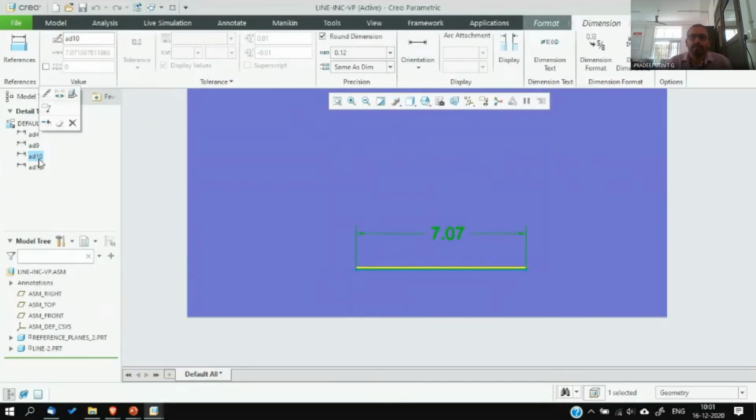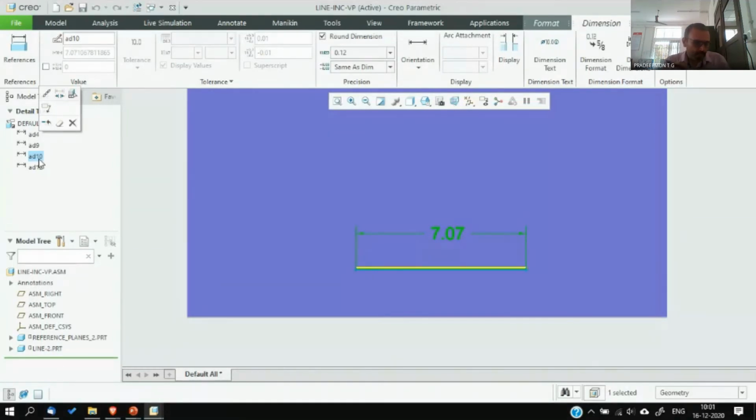There will be some more digits, but we are omitting that. We are restricted to only 2 decimal points, so it will be giving you 7.07 as its length. So it is a reduced length. These are the conditions that you have to keep in mind.